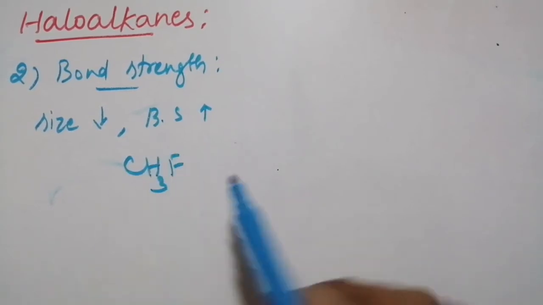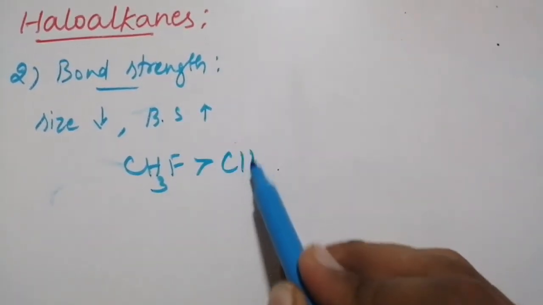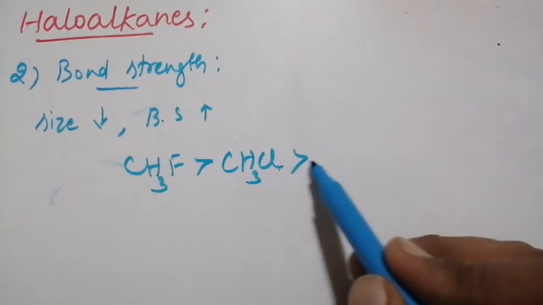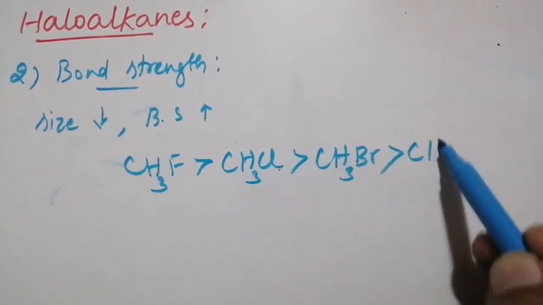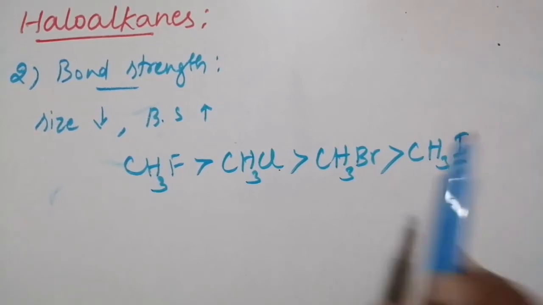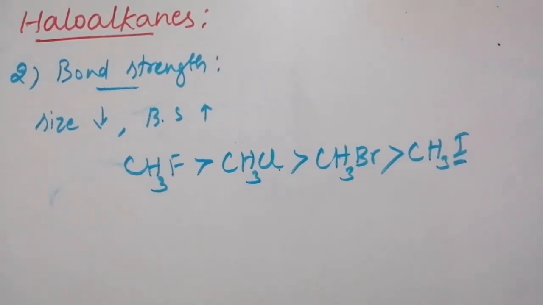For example, CH3F, the size is less; then CH3Cl, CH3Br and CH3I. The iodine atom has more size, so it has less bond strength. That is the second property under physical properties.